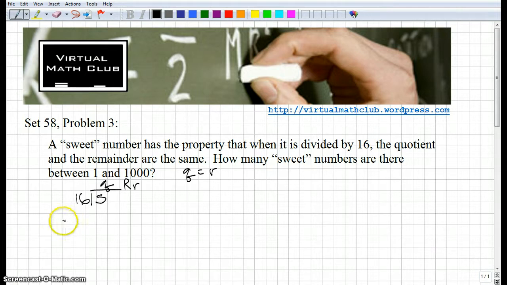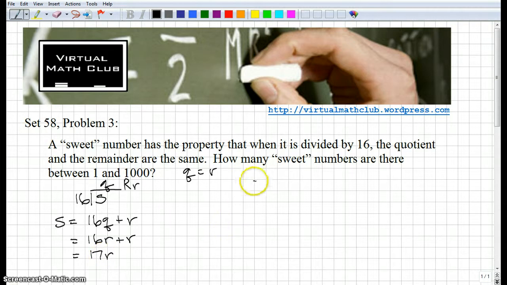So let's write this a little differently. A sweet number is equal to a multiple of 16 plus a remainder, so I could write it as 16q plus r. And q and r are the same, so that's 16r plus r, which I can rewrite as just 17r. So that's telling us that sweet numbers are essentially multiples of 17.